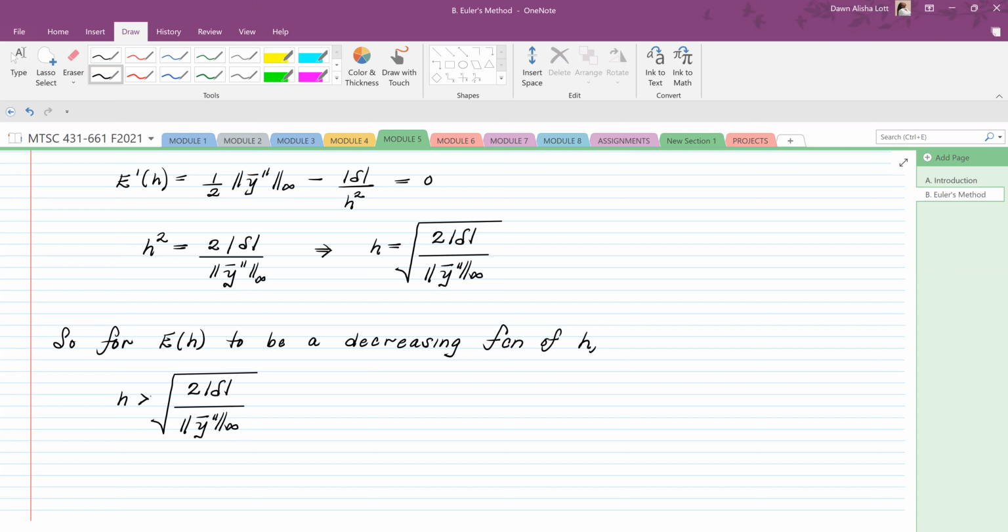Okay. All right. So that is Euler's method. I think that you guys have a good handle on that. Let's see. Okay. Let's look at improved Euler.